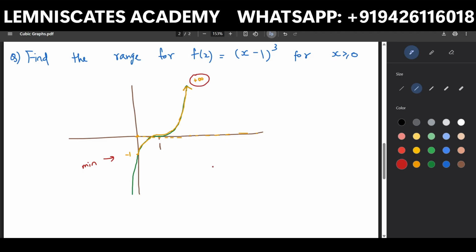Okay, so in that case the range will become f of x is always going to give you the outputs that are greater than -1. Because 0 was included as a part of the domain, -1 will be part of the range as well. So here comes our final answer.